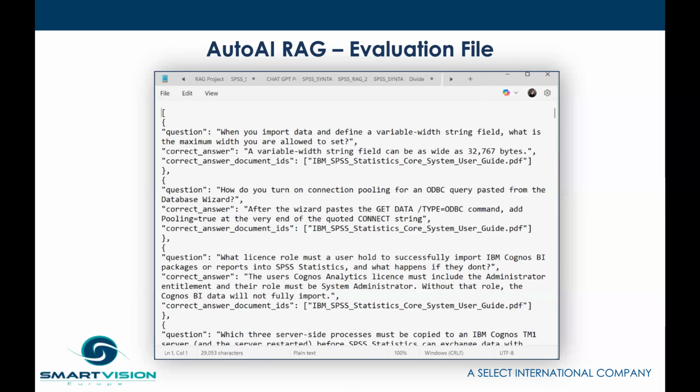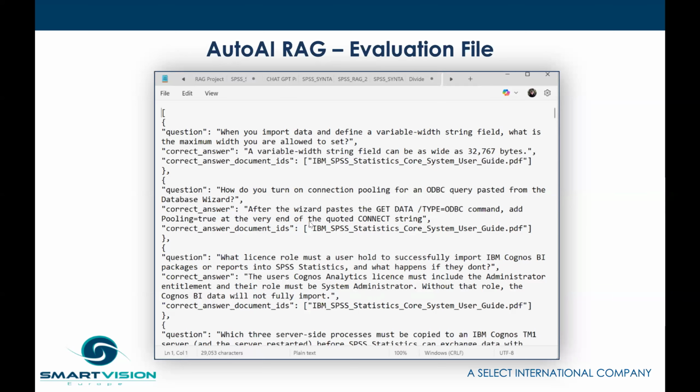Now, this is an example of what the evaluation file looks like. It's actually a JSON file, and it looks a bit code heavy to begin with, but actually it's not. It starts with a question. Here we have the question: when you import data and define a variable width string field, what is the maximum width you're allowed to set? And then it gives a correct answer. A variable width string field can be as wide as 32,767 bytes, and it tells it where that is in the document.